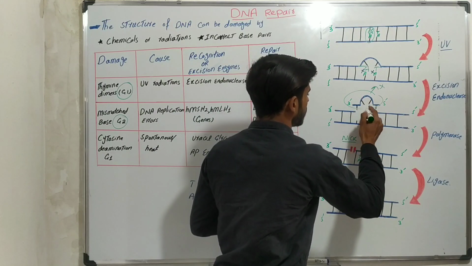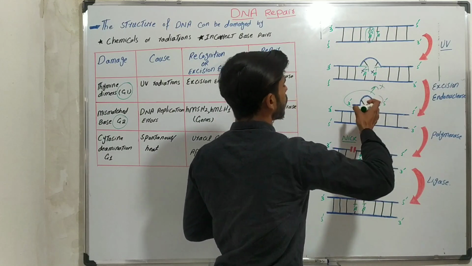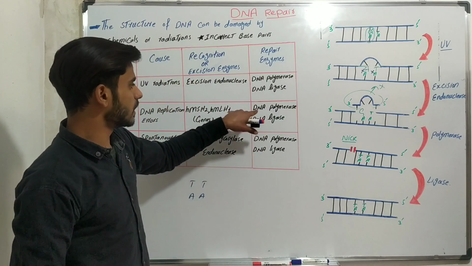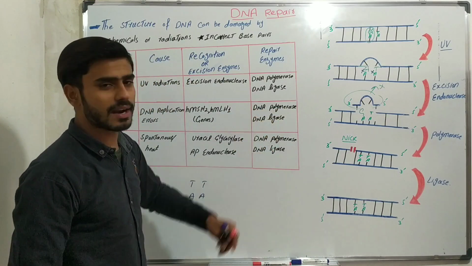And you know that here is a G. They will come and they will remove all of this part. This part will be removed. Then the function of the DNA polymerase and DNA ligase will stop.